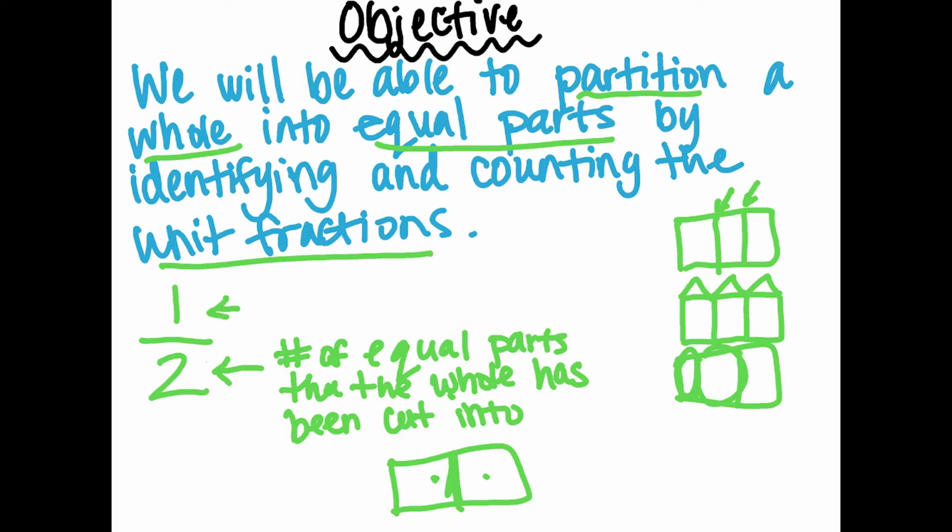The top number is the number of shaded parts. So if I was to shade half of this piece of paper with a green crayon, that 1 is what that represents, the shaded parts. Okay, we're going to talk more about unit fractions as we go on in the lessons, but I just wanted to review these vocabulary words that you're going to hear. Partitioning, equal parts, whole, unit fraction. Okay, so you're going to hear me use those vocabulary words a lot.